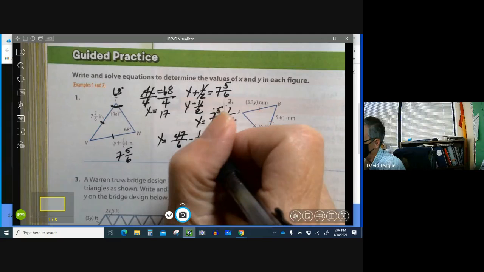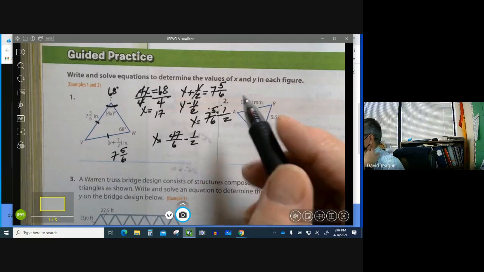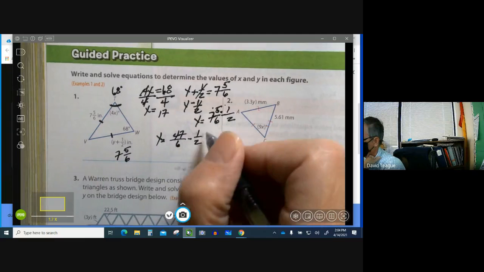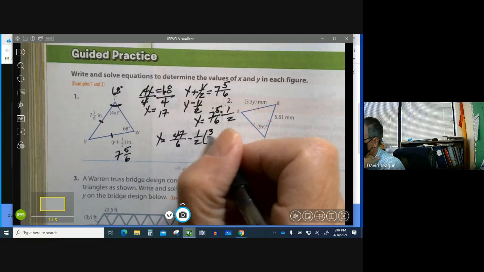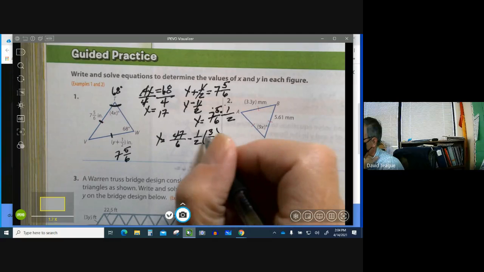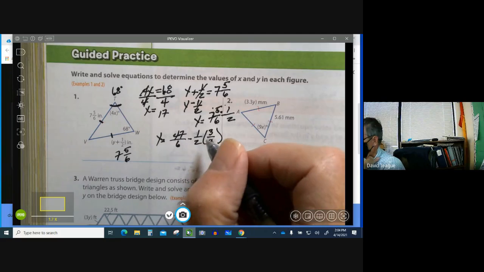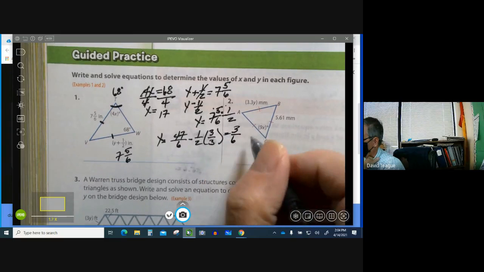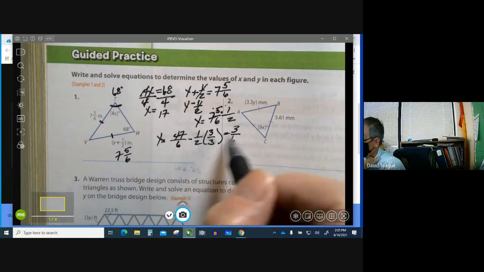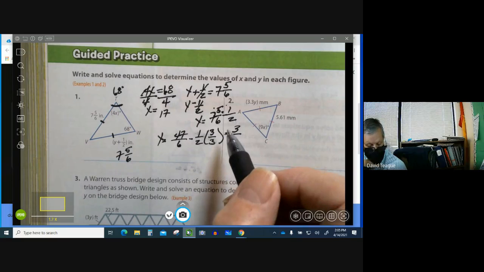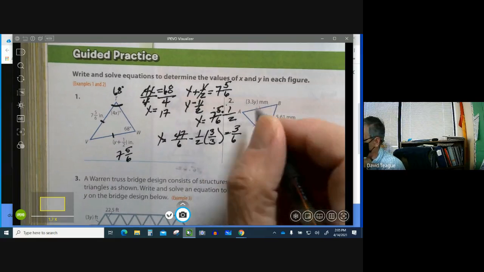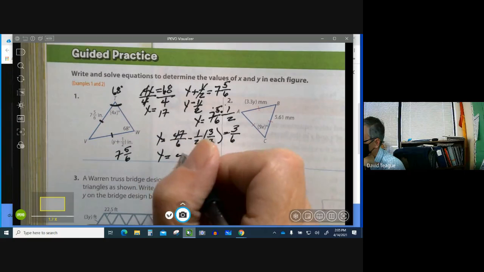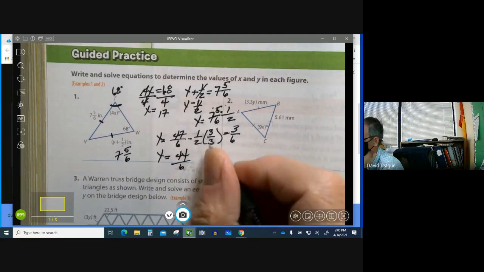minus 1/2. Well, I have to have a common denominator. So I'm going to change this to a denominator of 6. I'm going to multiply this by 3/3 to create an equivalent fraction. 3 times 1 is 3, 3 times 2 is 6. So now I have 3/6. So now it's 47/6 minus 3/6, and I get 44/6. Let me drop it down here. So y is equal to 44/6.